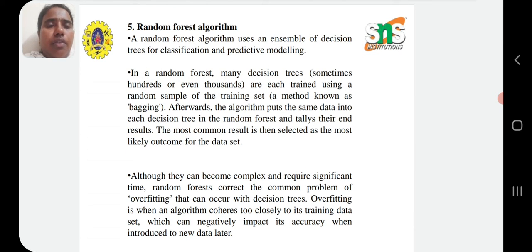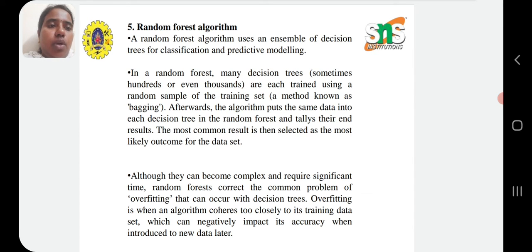Random forest algorithm. A random forest algorithm uses an ensemble of decision trees for classification and predictive modeling. In a random forest, many decision trees, sometimes hundreds or even thousands, are each trained using a random sample of a training set, a method known as bagging. Afterwards, the algorithm puts the same data into each decision tree in a random forest and tallies their end results. The most common result is then selected as the most likely outcome for the data set.